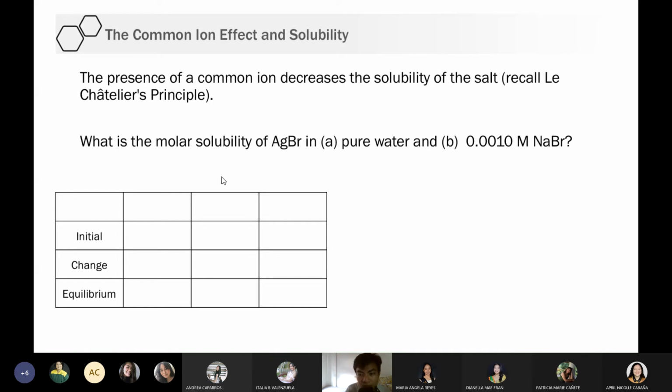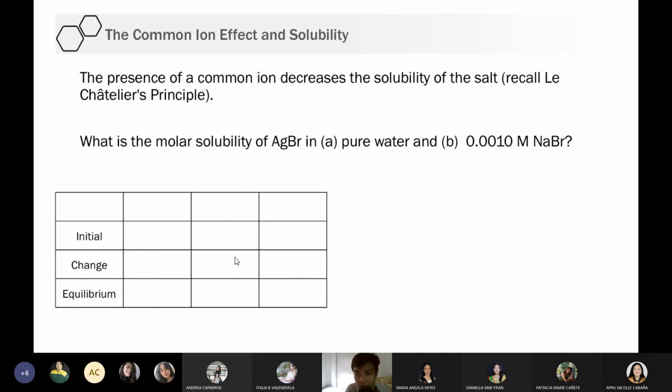Sabi doon, di ba sa Le Chatelier principle, when you add ions, it shifts the equilibrium. Okay. In our case, yung ions natin nasa product side for solubility equilibrium, di ba? Nasa product side yung ions natin. So when you add ions on the product side, it shifts the equilibrium to the left. Hence, the precipitate will be less soluble. Okay? So let's apply that in calculations.